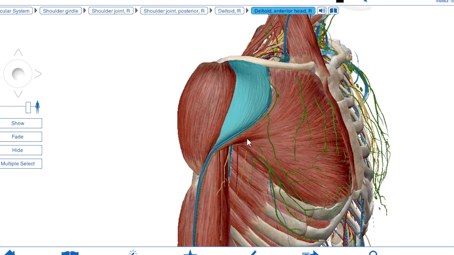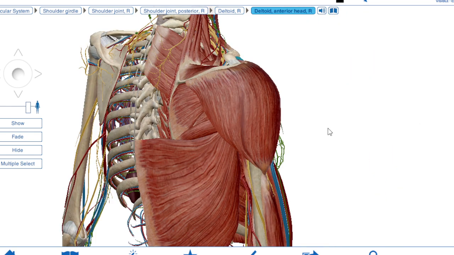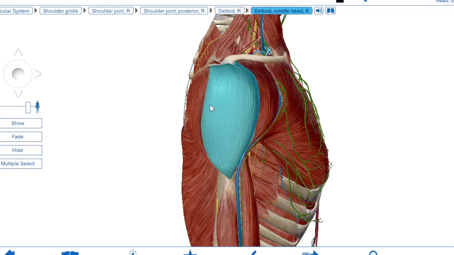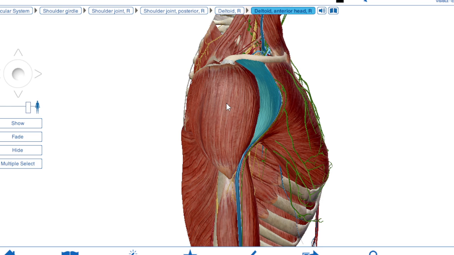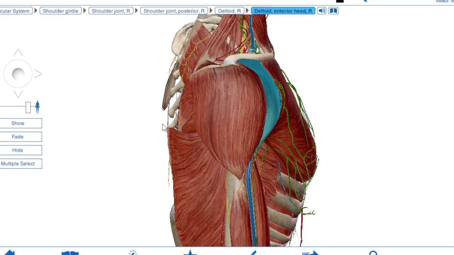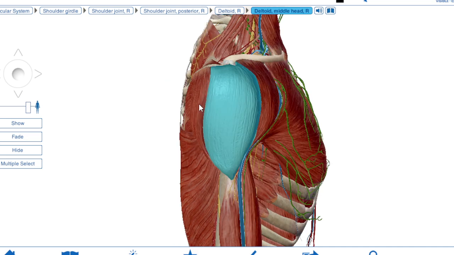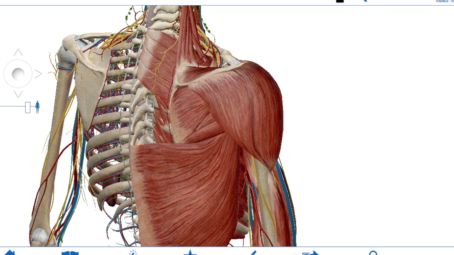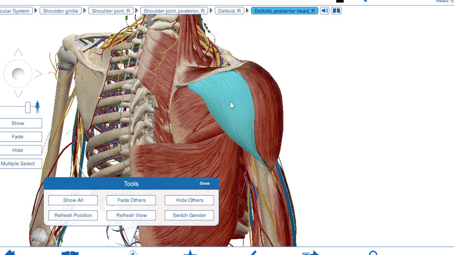deltoid. This is the deltoid, and these three compartments are the three parts of the deltoid, which make up the complete deltoid muscle. Most injections are given through the deltoid. So this is the deltoid muscle. I will select multi select.